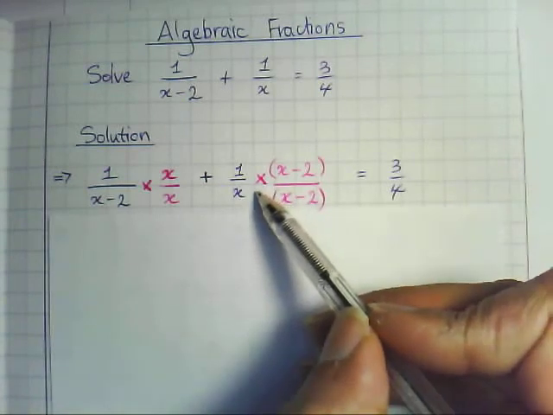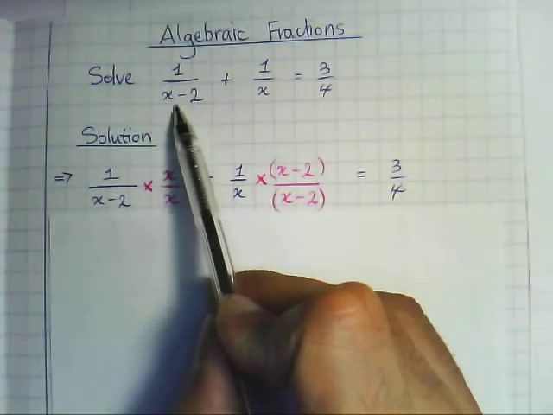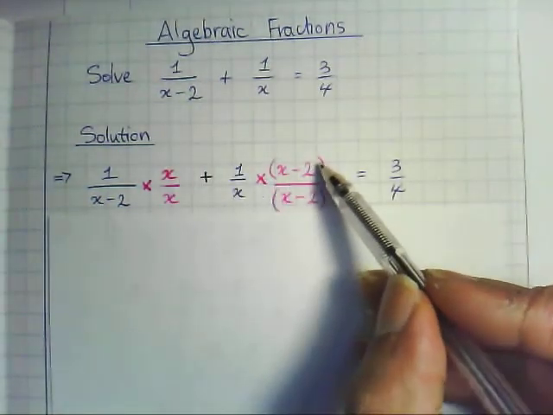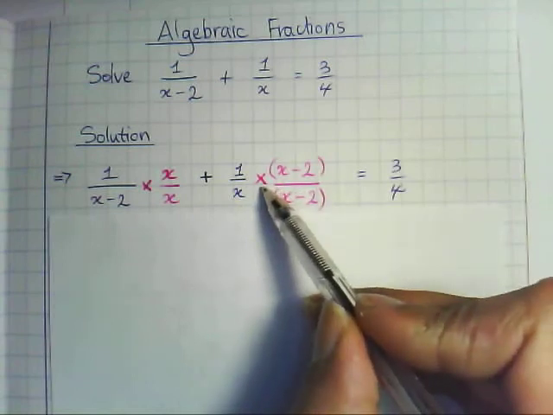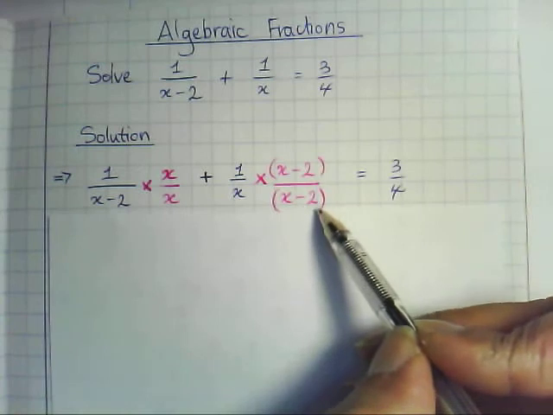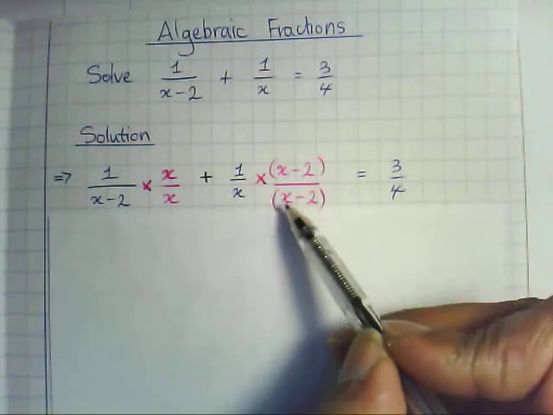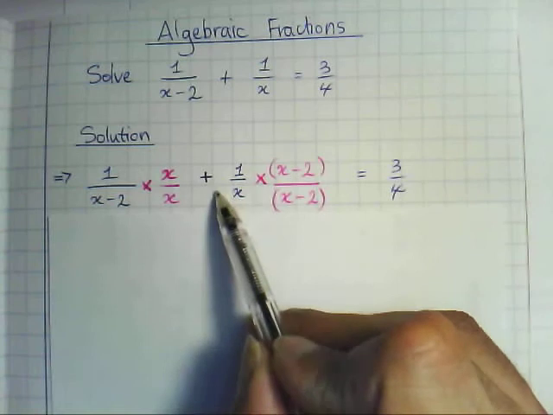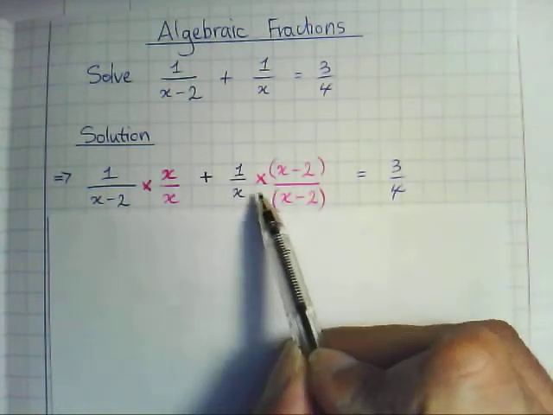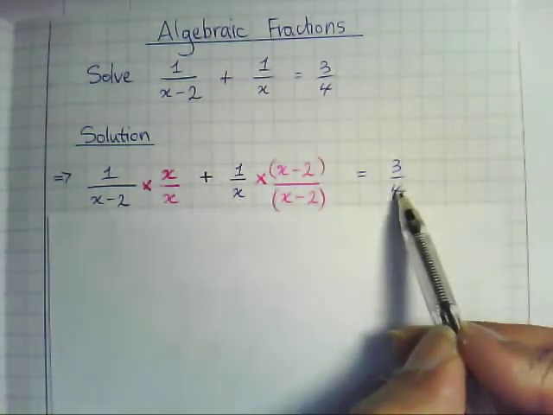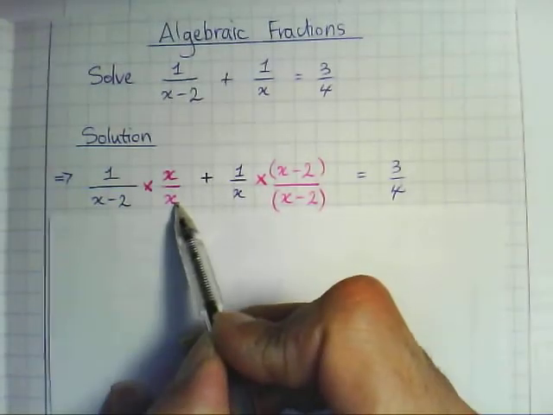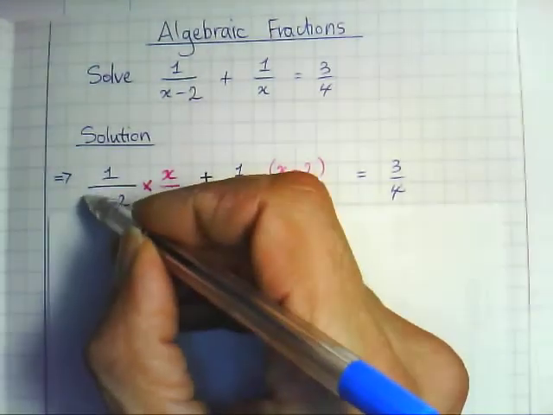There's the plus. Now with the 1 over x term, we're going to use the same method. We're going to multiply it top and bottom by the denominator of the first term, which happens to be x minus 2. So x minus 2 divided by x minus 2, and we're multiplying that. So you'll notice that x minus 2 divided by x minus 2, again, is equal to 1. So we're multiplying 1 over x by 1, so that doesn't fundamentally change. Still equals 3/4.